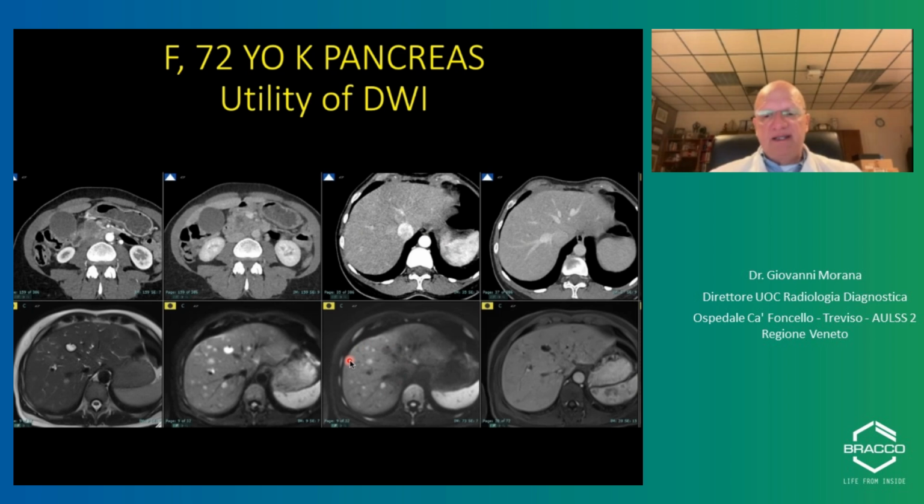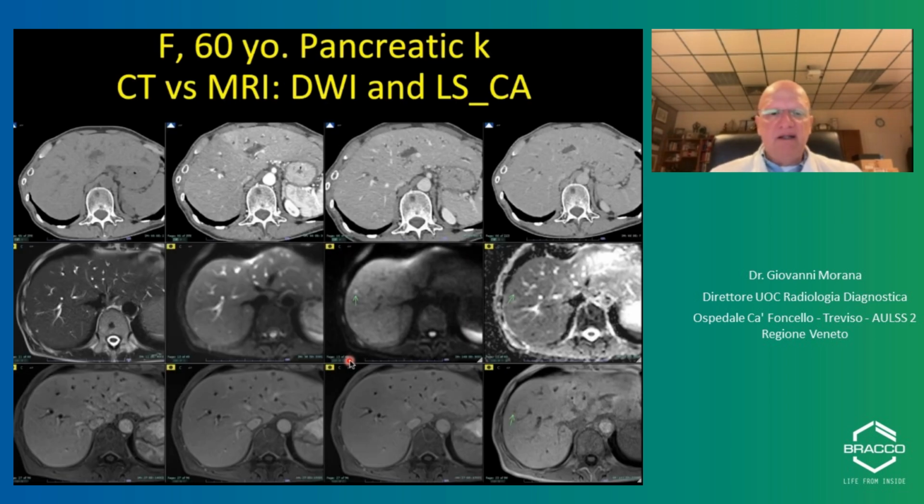So DWI is the best technique, and if you use liver-specific contrast agents, you can better appreciate the small metastases, hardly seen during dynamic imaging. In the liver-specific phase, 2 hours after the injection of Multihance, we clearly see these small lesions, which were related to small metastases.